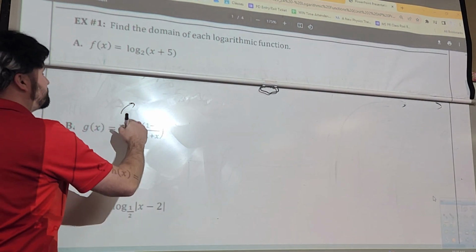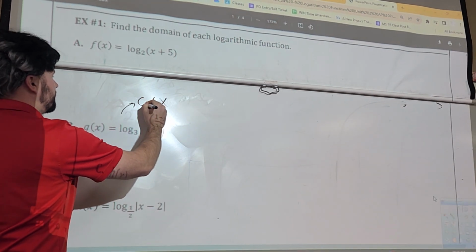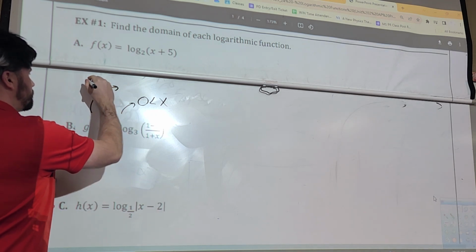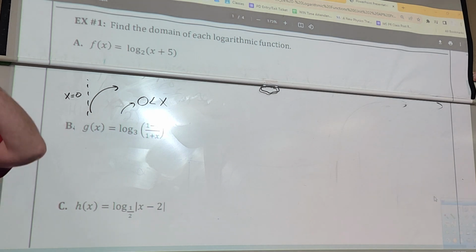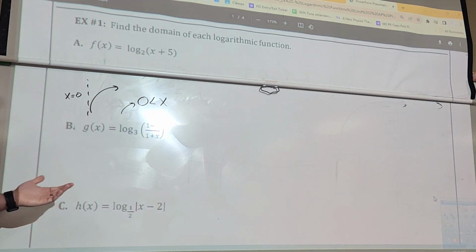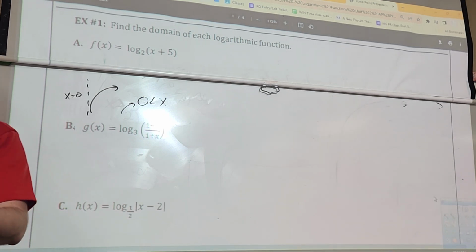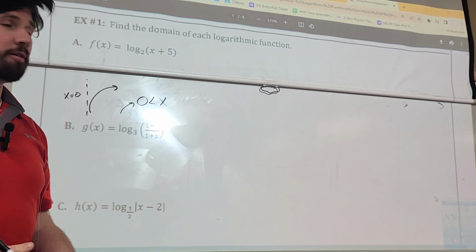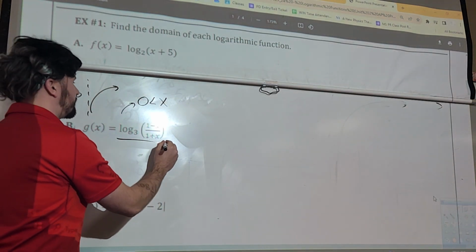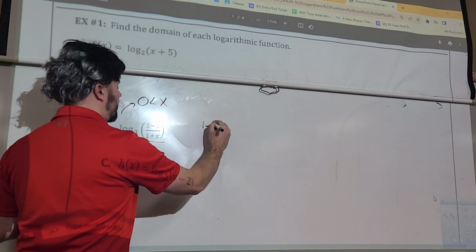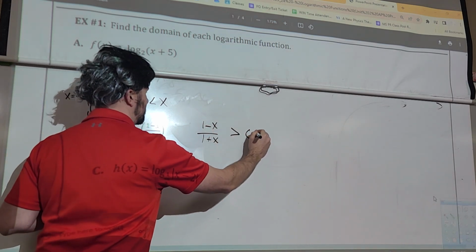What's my domain of a normal log? X has to be greater than 0, right? Because we have a vertical asymptote at x equals 0, right? So my normal domain is x is greater than 0. Can we take log of a negative number? No. Can we take log of a 0? No. So, because of that, whenever I see a problem like this to find my domain, I set the part in parentheses greater than 0, right?